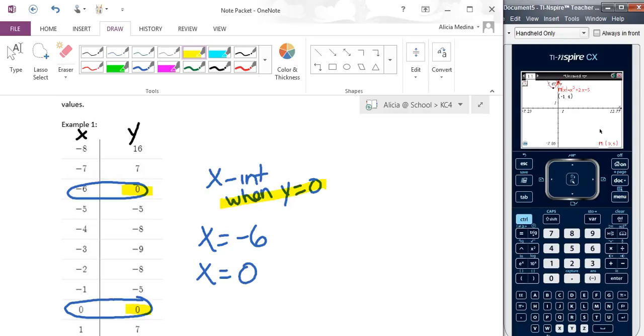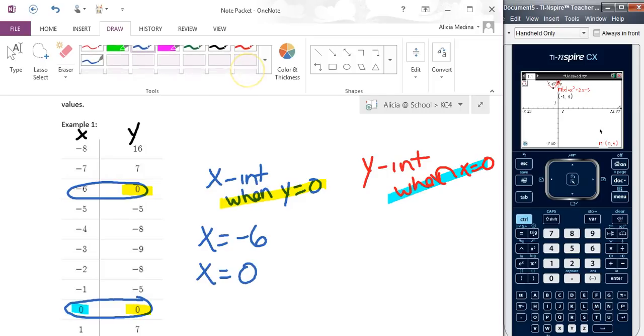Looking at my y-intercept, this is when x equals 0. So for this one, where does my x equal 0? It seems to be at this point right here. So I also have a y-intercept at y equaling 0.